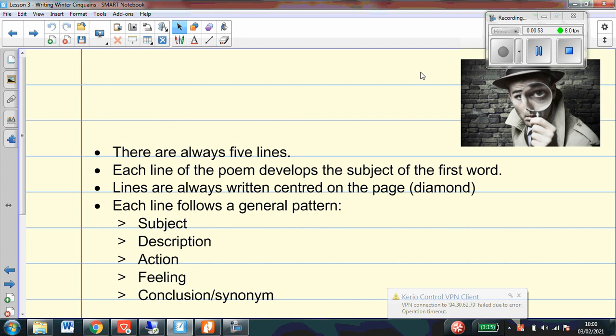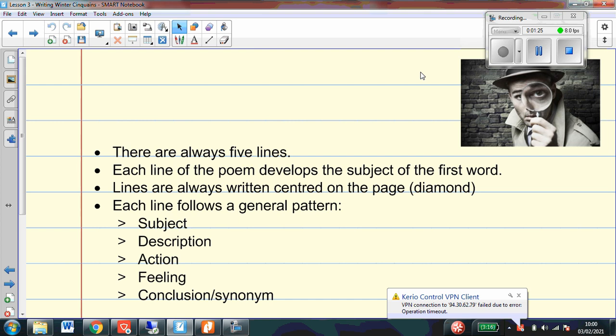Okay, let's have a recap then and see how many of the features of a Cinquains poem we can remember. Now, we've looked already at the fact that there are always 5 lines within our Cinquains poem, and each line has something different on it. Each line develops the subject of the first word. We spoke about how the lines are written so that it's central on the page, almost like a diamond shape, and it follows a pattern.